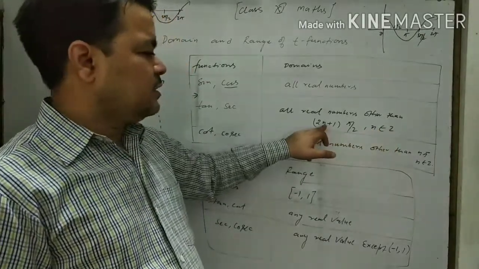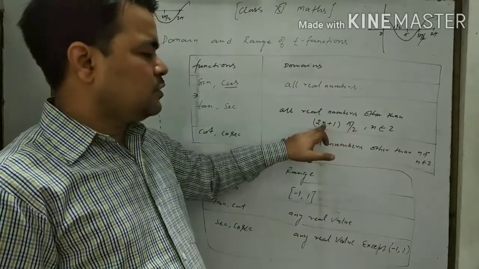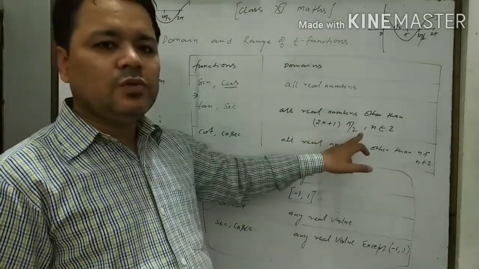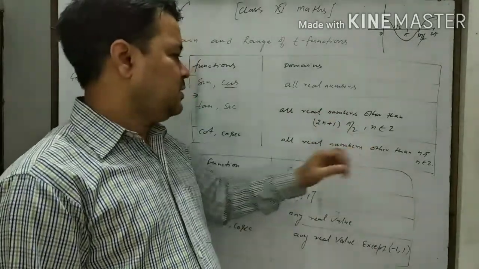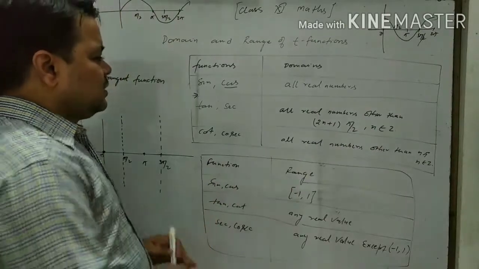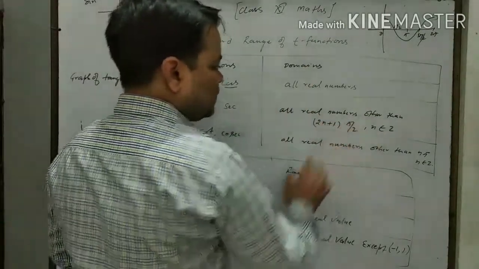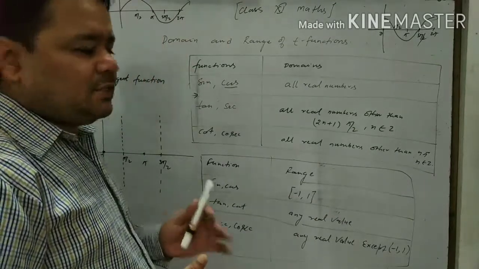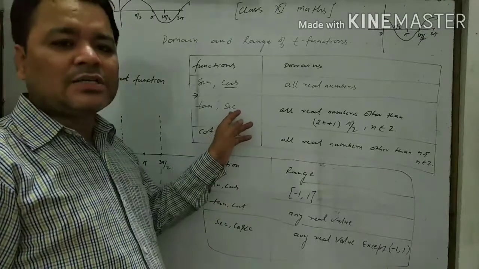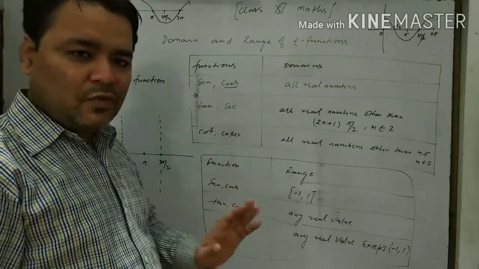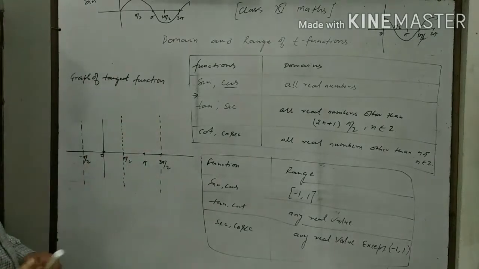If we take n is equal to 0, then it will be pi by 2. If we take n is equal to 1, then it will be 3 pi by 2. If we take n is equal to 2, then it will be 5 pi by 2, like that. Therefore, we can say that the domain of tangent function is all real numbers other than odd multiple of pi by 2. Similarly for sec theta or sec x also. But first of all, let us see the graph of tangent function.